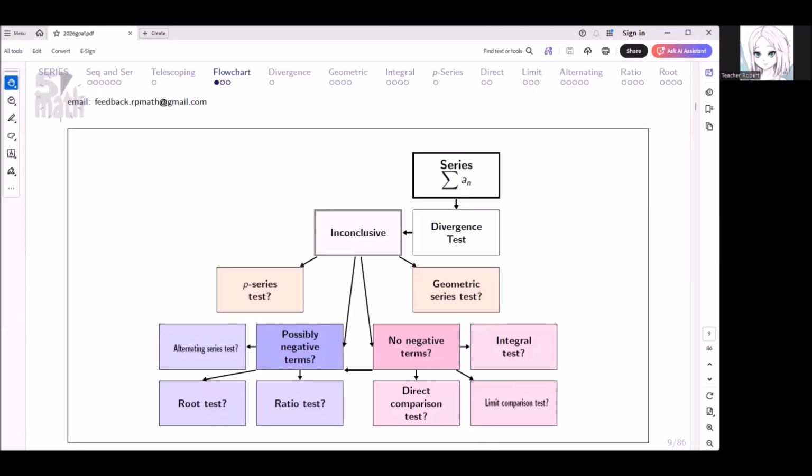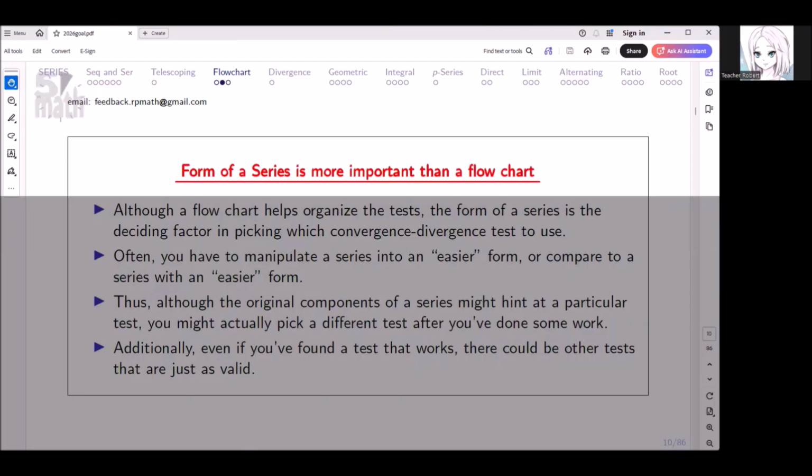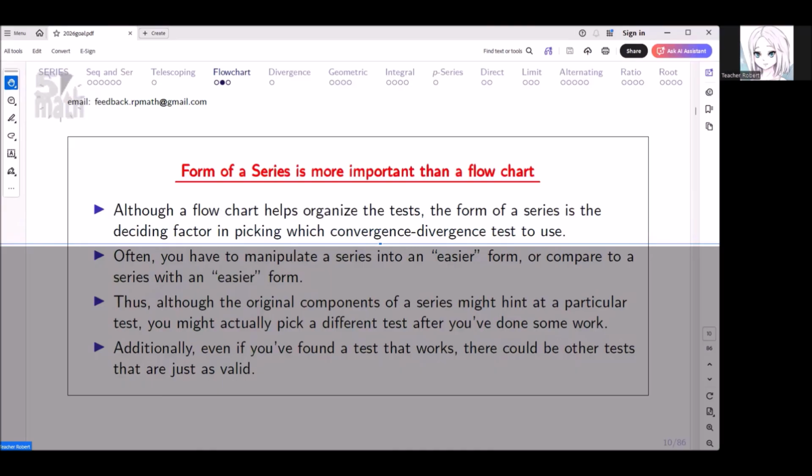Here is a flowchart. Form of a series is more important than a flowchart. Although a flowchart helps organize the tests, the form of a series is the deciding factor in picking which convergence-divergence test to use.